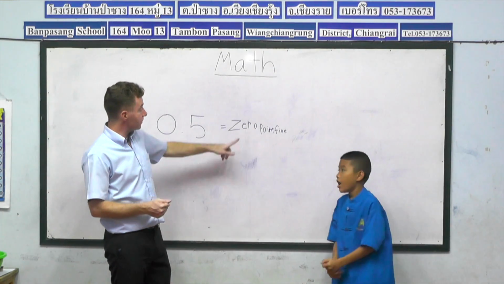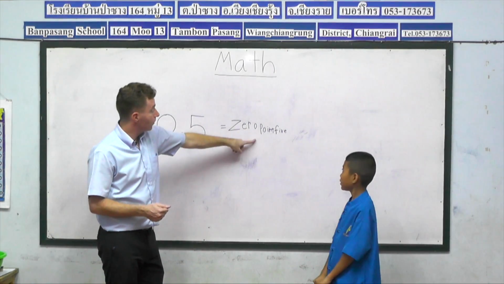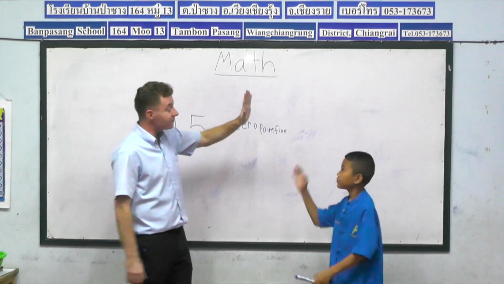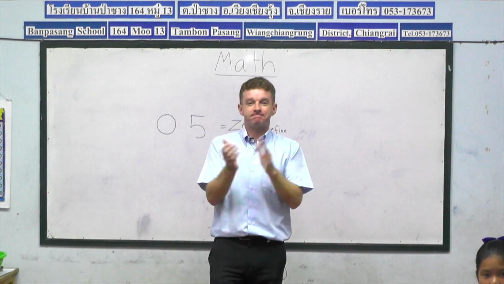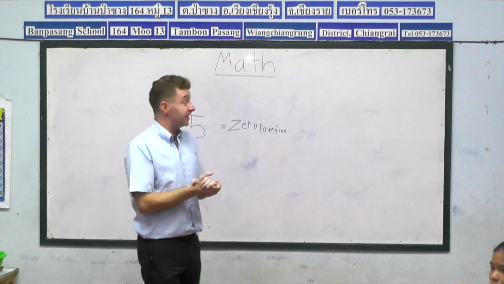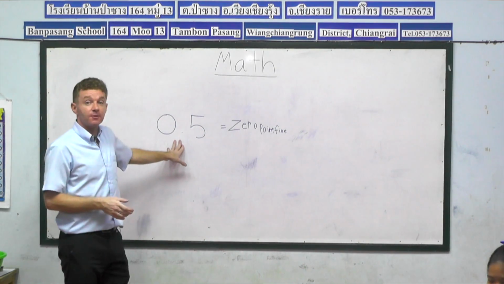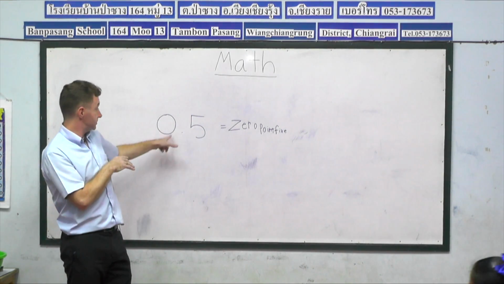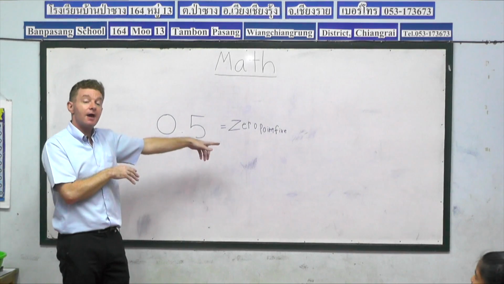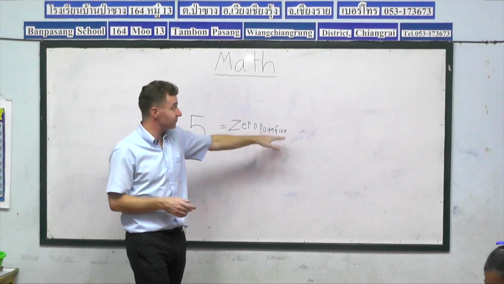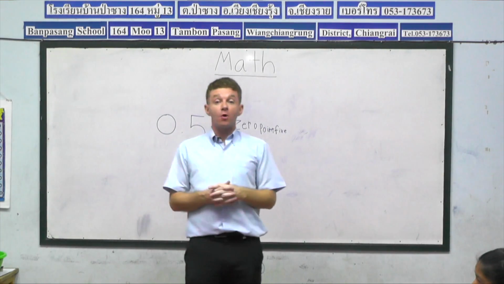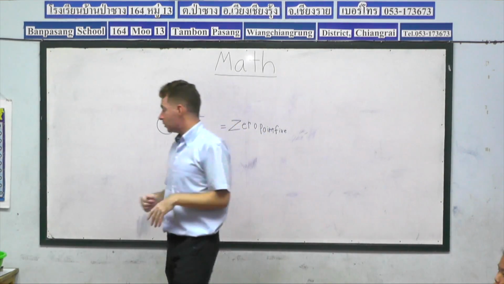Okay, can you say it? Excellent. High five and a big round of applause, please, guys. So you see, this is how we have our decimal number in digit form, 0.5, and then how we write it in word form, using the words. So let's do some more now. But first of all, I'll clean the board.